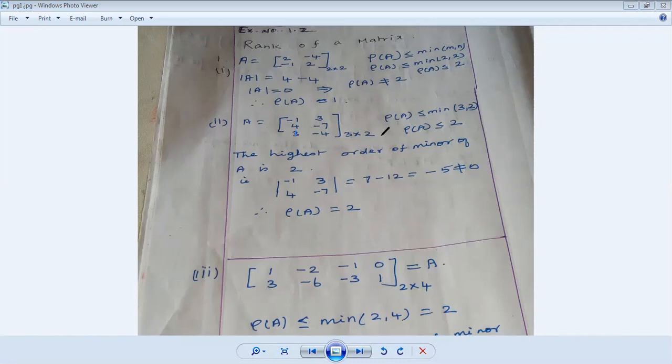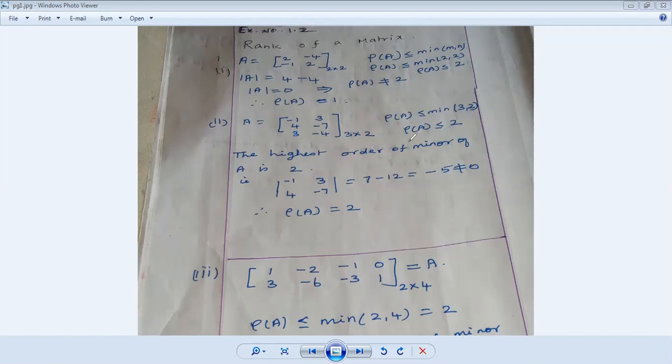Okay. Then rank A. Rank A is less than or equal to minimum of 3, 2. This is known as rank A. Rank A is less than or equal to minimum of number of rows 3, number of columns 2. What is minimum of 3, 2? 2. Therefore, the rank of the matrix is less than or equal to 2. That may be 1 or 2.